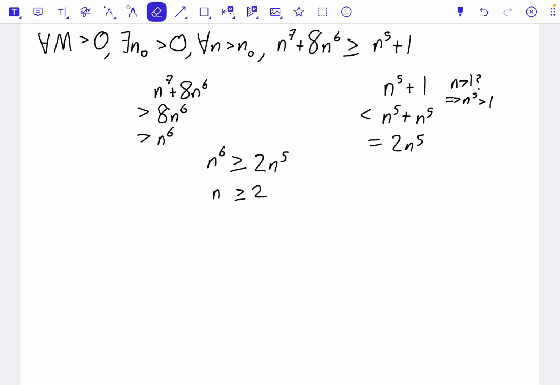Oh yeah, also dropping n to the 7. Sadly, 7 isn't an even number, so you actually do need to make the assumption that n is greater than 1 here. Oh well.